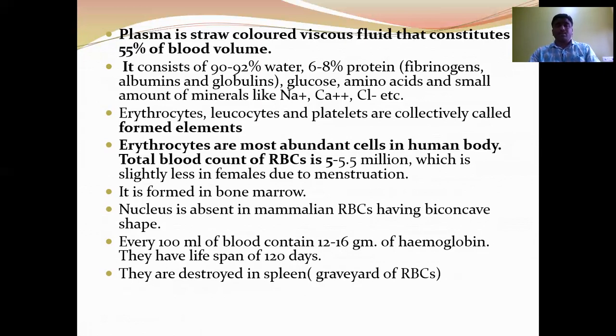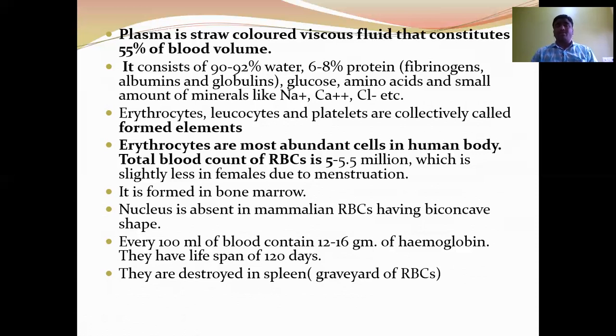Next, the blood corpuscles are formed elements including erythrocytes, leukocytes, and platelets. The erythrocytes are the most abundant cells in the body. The total blood count of RBC is 5 to 5.5 million in case of male, and in case of female 4 to 4.5 million. Next, the erythrocytes are formed in bone marrow.